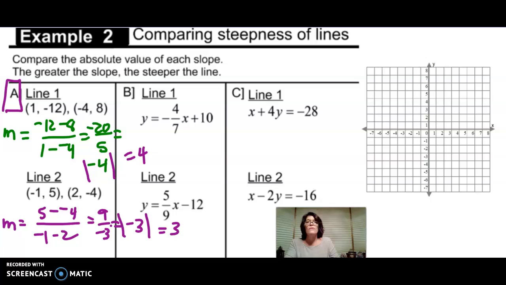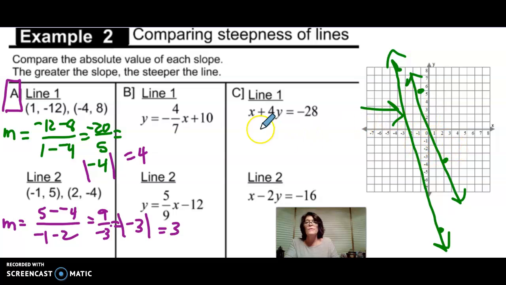All right, let's try it again here. 1, -12, and -4, 8. Wow, that's that steepness. And then -1, 5, and 2, -4. It's hard to tell the difference too much, but this line is a little bit steeper.